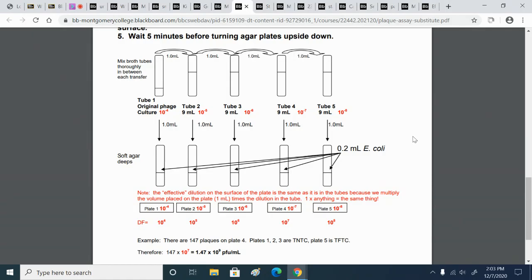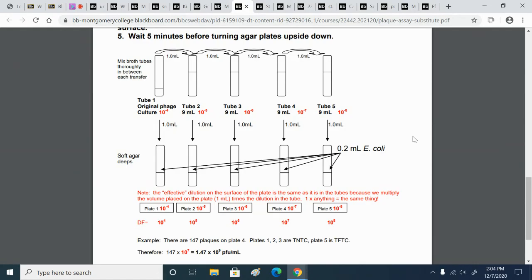What is the range of plaques that we have to count? Was it 30 to 300? Right, in between 30 and 300. Remember, above 300 was too numerous to count, or TNTC, and below 30 was too few to count, or TFTC. So we're going to count the number of plaques and then multiply by the dilution factor of the plate. Remember, the dilution factor is 1 divided by the exponent, so 1 over a negative exponent becomes positive.